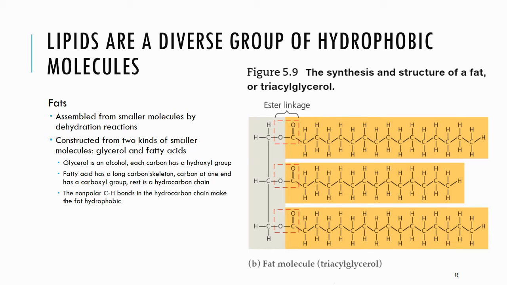Fats are assembled from smaller molecules by dehydration reactions, and they are constructed from two kinds of smaller molecules, glycerol and fatty acids, which you can see in the example to the right. Glycerol is an alcohol, and a fatty acid has a long carbon chain. And all of the nonpolar carbon-hydrogen bonds in the hydrocarbon chain are what make the fat hydrophobic.